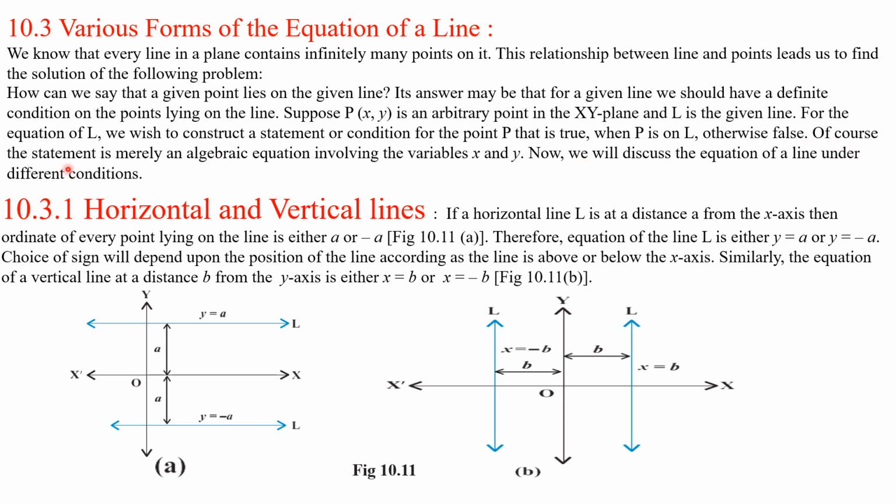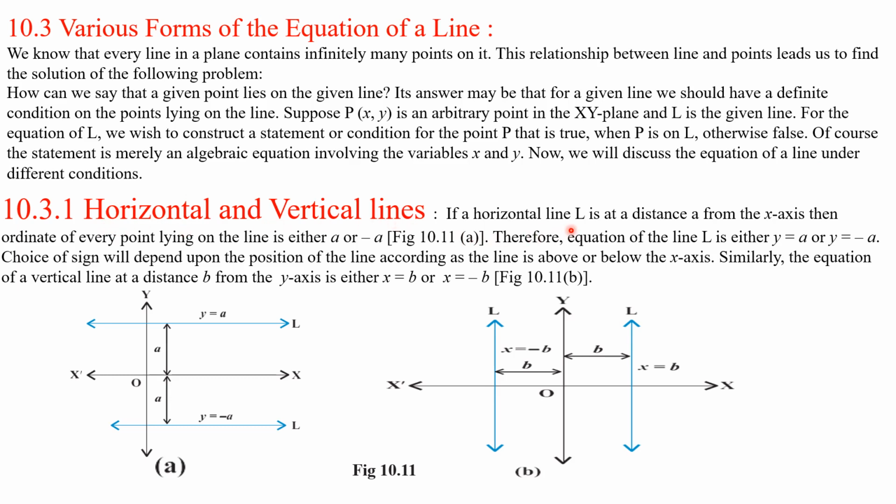Of course, the statement is merely an algebraic equation involving the variables x and y. Here we are writing the statement or condition or equation of a line in terms of the variables x and y. Now we will discuss the equation of a line under different conditions. See the first condition, horizontal and vertical lines.